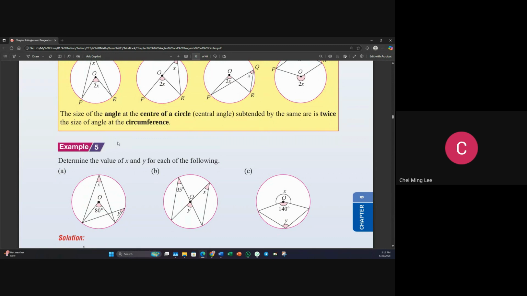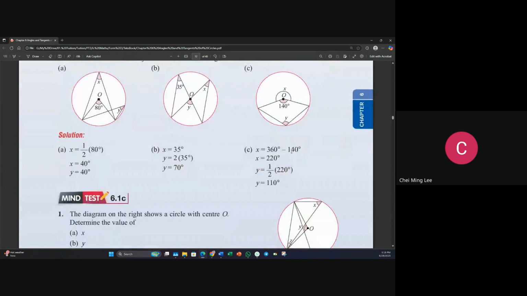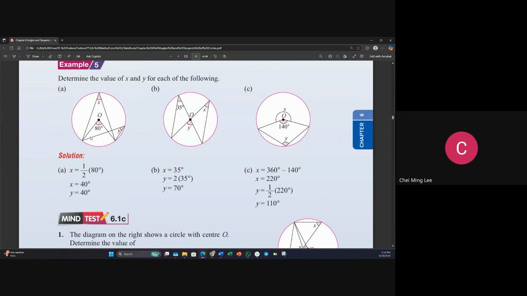Determine the value of x and y for each of the following. Now, for this one, it is 80, so this one is 2x, 2x equals 80, so x equals 1 over 2 times 80, which is 40. And y equals x, because they are the same arc, so it is 40 as well. Same goes here. This one is 35, so this one is also 35. x is 35, y will be 2x, which is 70.